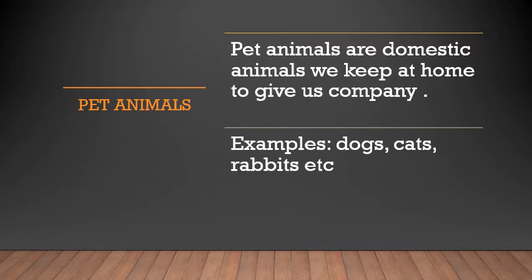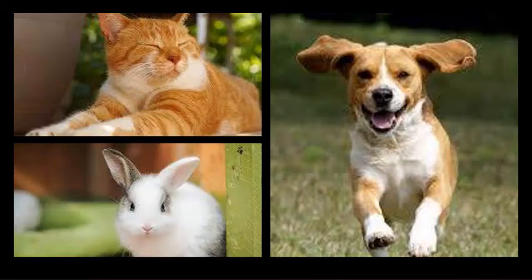Now, what are the examples of pet animals, children? Dogs, cats, rabbits, etc. Here you can see the pictures of dogs, rats, cats and rabbits. Now these animals you can keep in your house, in your farms, right? They are not harmful. They don't kill people like other wild animals do.